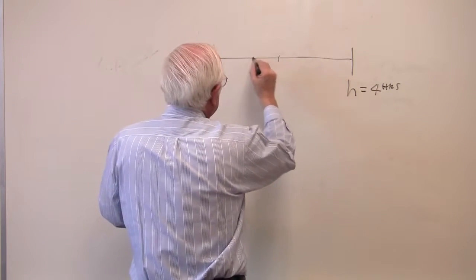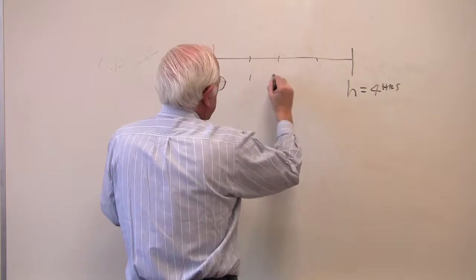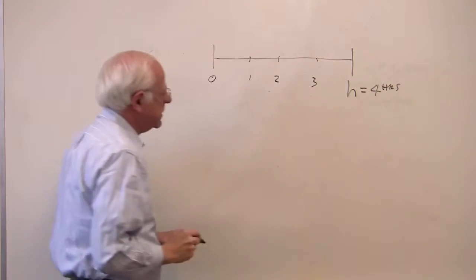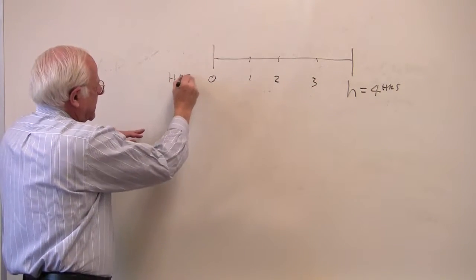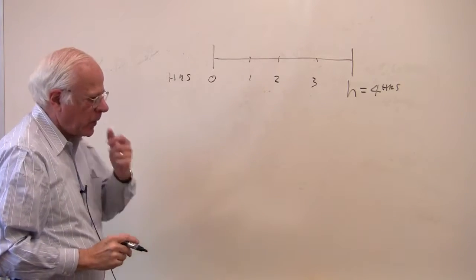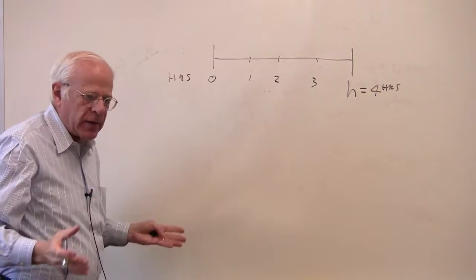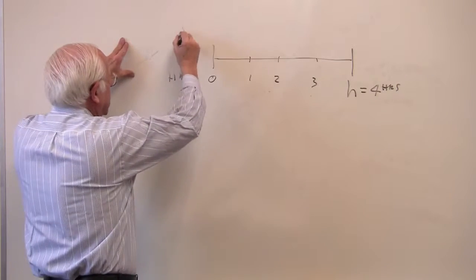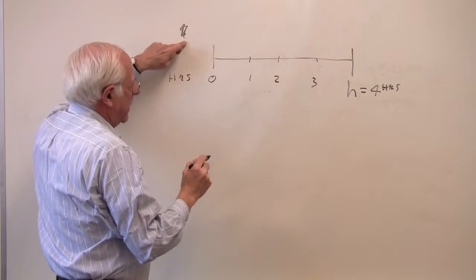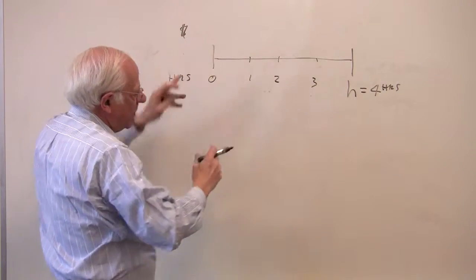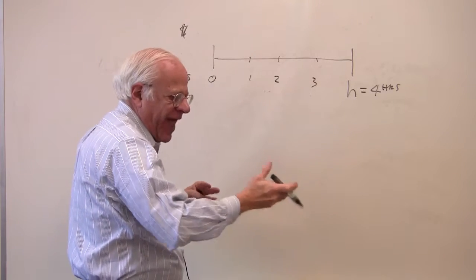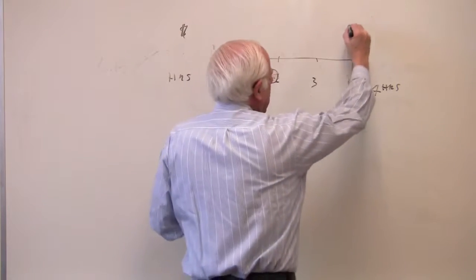Let's divide this. 1, 2, 3, 4 hours. So down here I have hours. Okay? What does the worker yield in value? So I'll put dollars over here. Okay. Well, over the entire workday, the value added by the worker is $2.